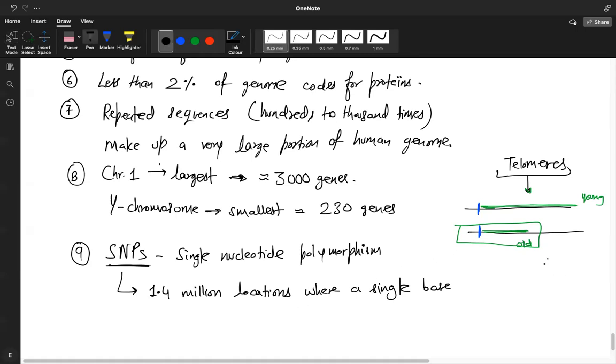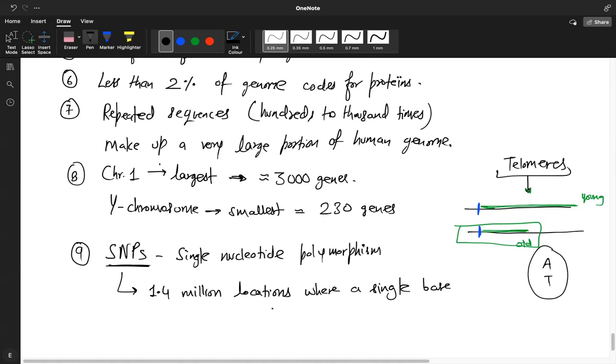So in my case, it can be A. In case of Z, it can be a T. But the gene will be the same, the function will be the same, nothing will be different. But if you compare my and Z's genome for that particular region, you will find that this is different. Just a single base is different.